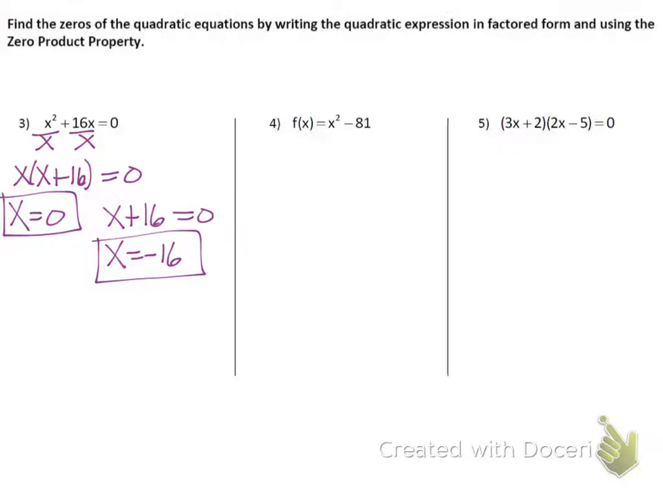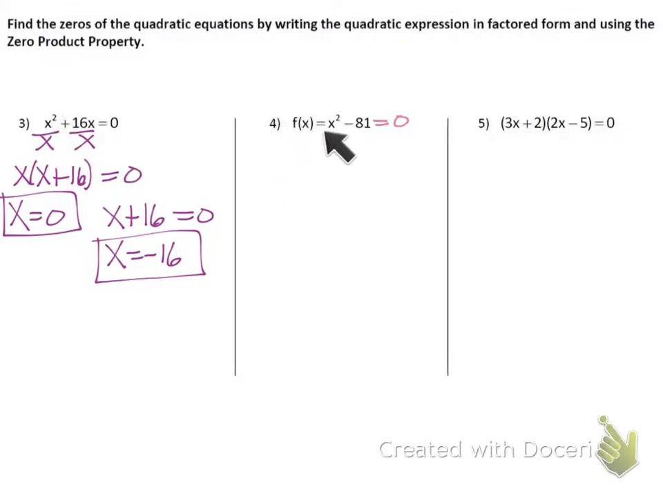Our fourth example here reminds us that we need to still start by setting the equation equal to 0. Now this particular equation also has two terms. The difference here in problem number 4 is that we have an a and a c term, whereas in problem 3 we had an a and a b term. Having a and b tells us that we need to use GCF.